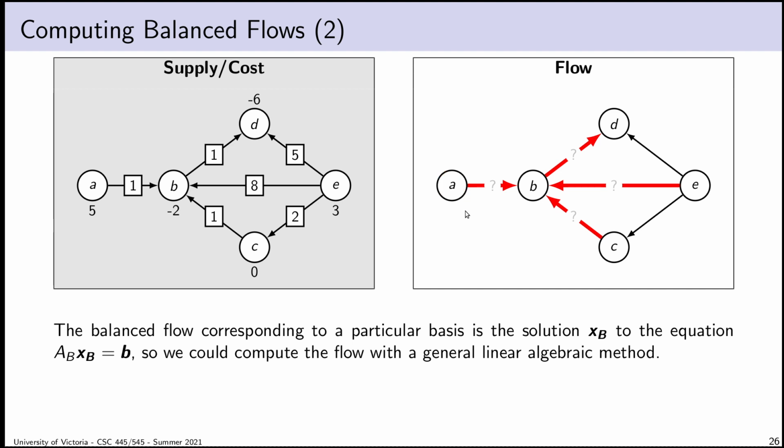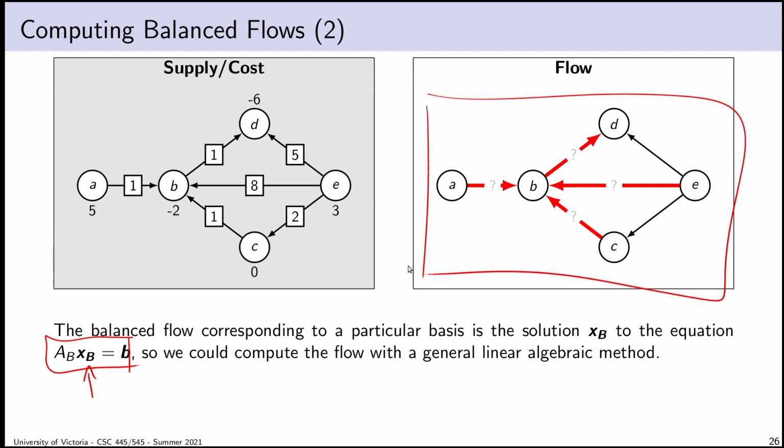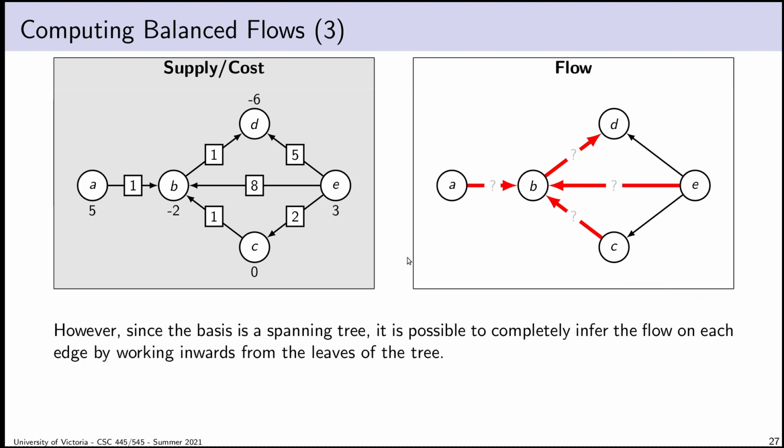So recall, of course, that given a choice of basis, there is exactly one assignment of basic variables that meets the constraints. That goes back to last week as well. It's just the solution to this system of linear equations. I'm going to show a way of computing this solution using the graph, using a tree-based algorithm, instead of having to solve it with linear algebra.